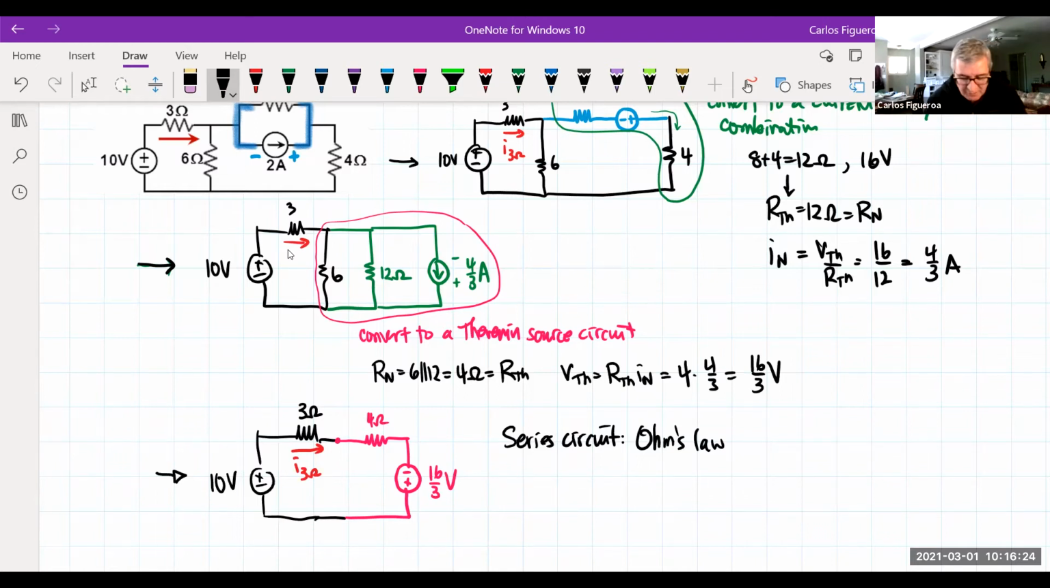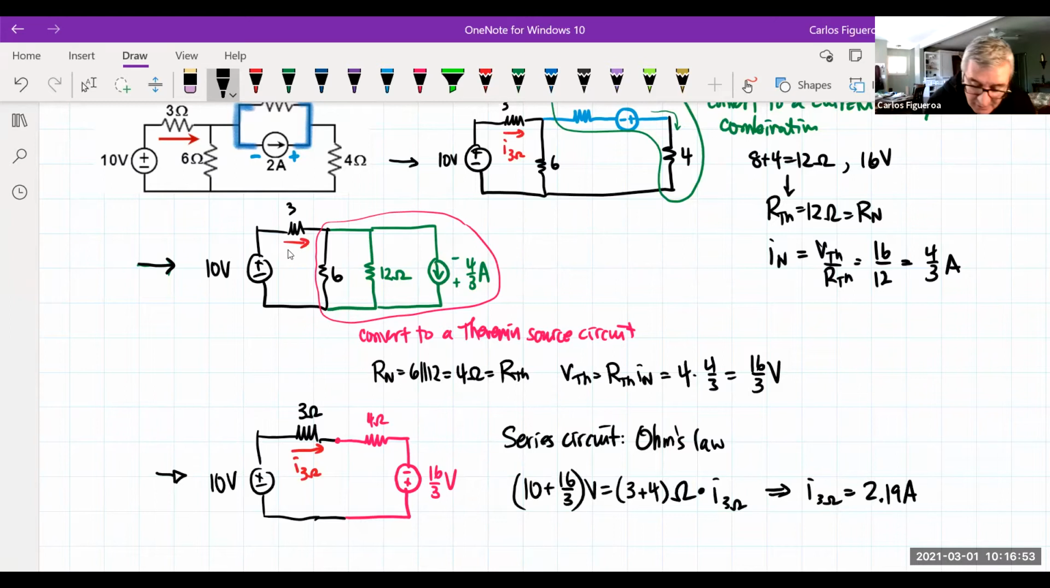I know that series elements have the same current. So I know that according to Ohm's law, it should be the voltage. Note that these guys are in the same direction. So it should be 10 plus 16/3 volt is then going to be the resistance, which is 3 plus 4 ohms times the current of the 3 ohm resistor. And if I compute that, I get that the current of the 3 ohm resistor should then be 2.19 amps. And now I have my current using source transformations.